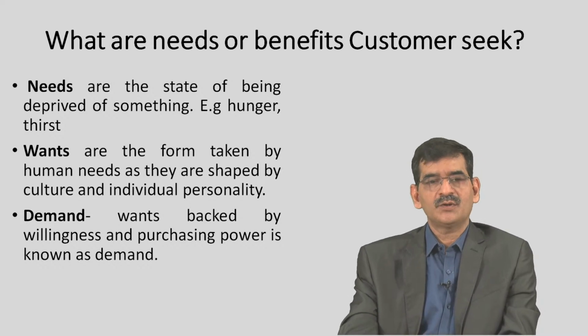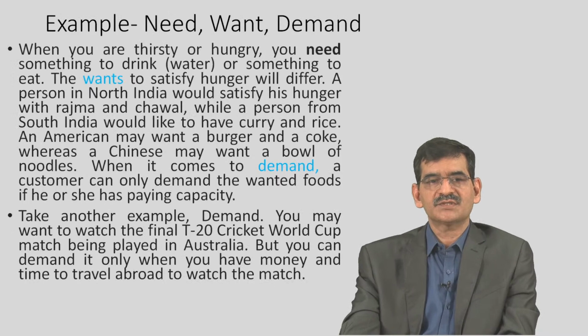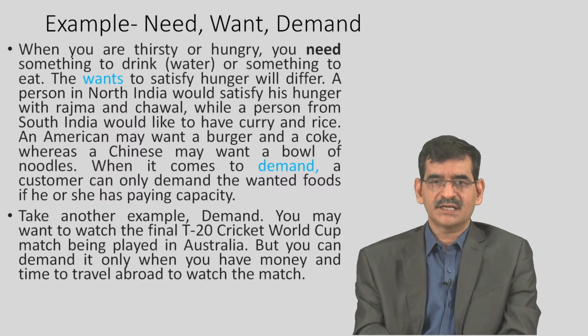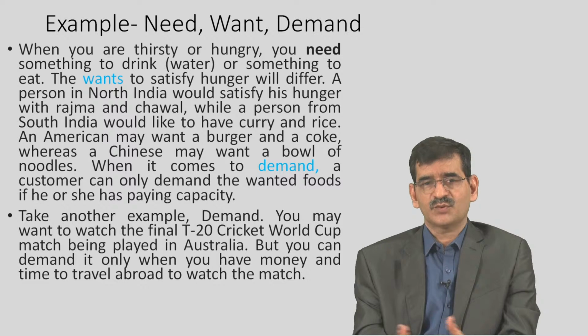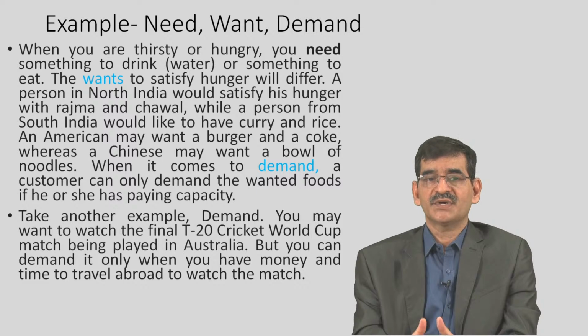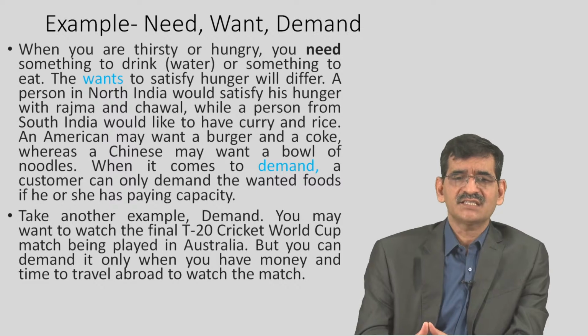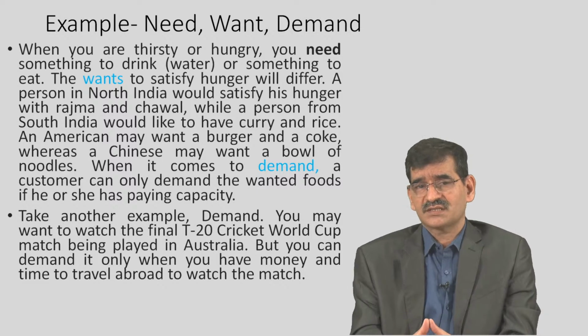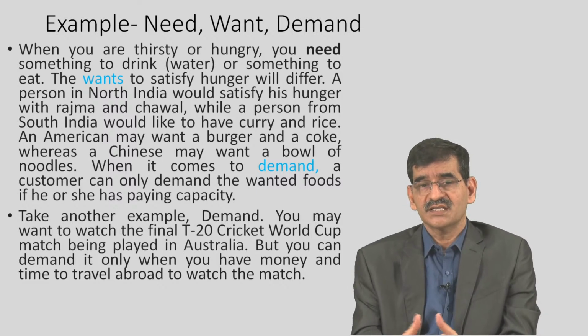Let's take an example to differentiate between these three terms. Suppose you are thirsty or hungry, you need something to drink, such as water, or something to eat. The wants to satisfy hunger will differ. A person in North India would satisfy his or her hunger with rajma and chawal, while a person from the South will prefer to have curry rice. An American may want a burger and a Coke, whereas a Chinese may want a bowl of noodles. So these wants are shaped by their culture.